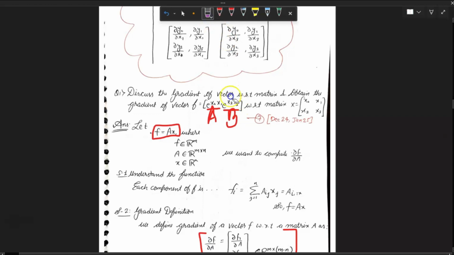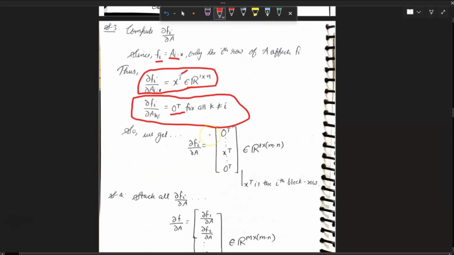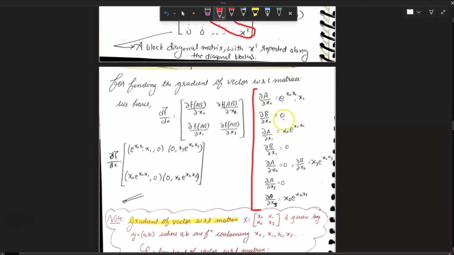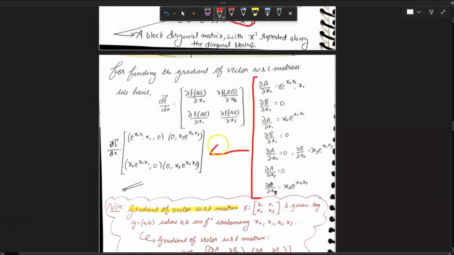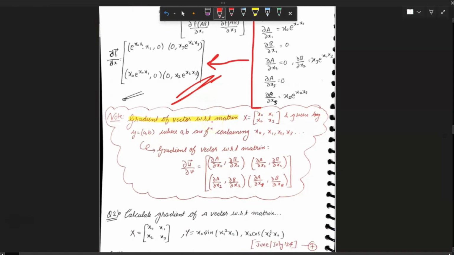This term will become 0, okay. So likewise you have to compute all the values for this a and b and put them over here in this matrix, and you will get this answer, okay. I hope you understand what you have to do in this question.